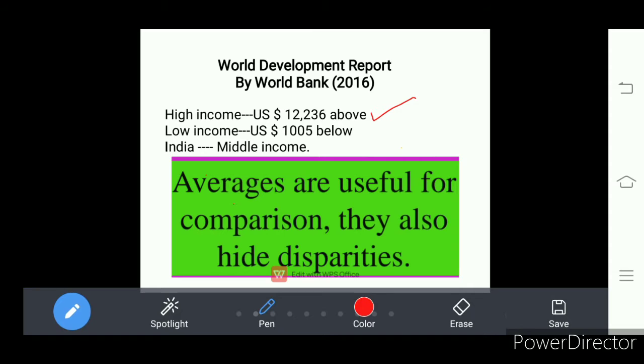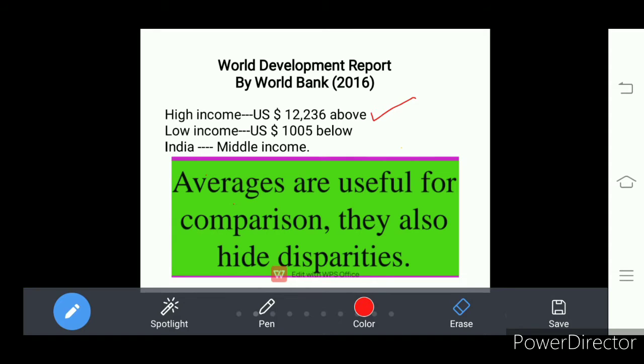So our India falls in the middle income group countries. Britain, America, Japan, Germany, these are high income group countries. Okay, and African countries are low income group countries instead. So this is the World Development Report prepared by the World Bank.